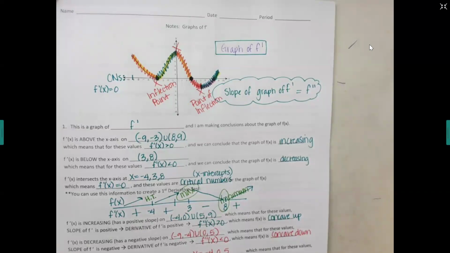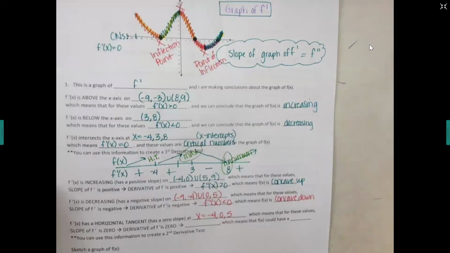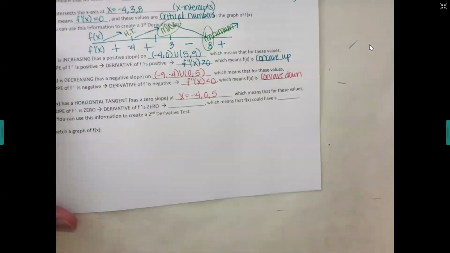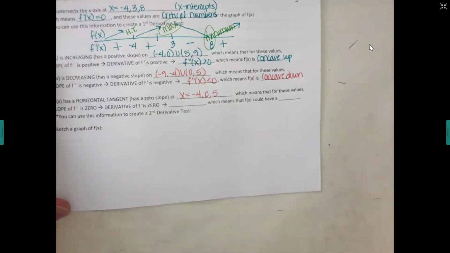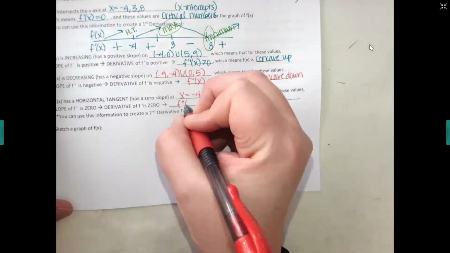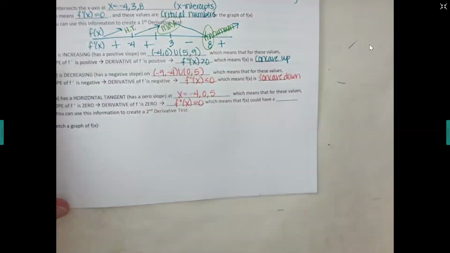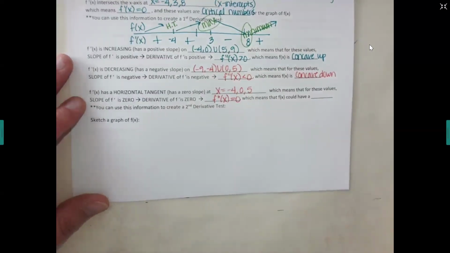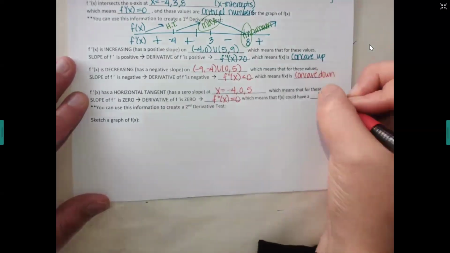F double prime. Yeah? Okay, so let's come down here. Let's fill in those blanks. So we said the slope of F prime is 0. That means the derivative of F prime is 0. And we call that F double prime is 0. So what that means is your original graph of F is going to have concavity changes, which we call points of inflection. Or I'm just going to call them POIs because it's shorter. Okay, then it says you can use this information to create a second derivative test.